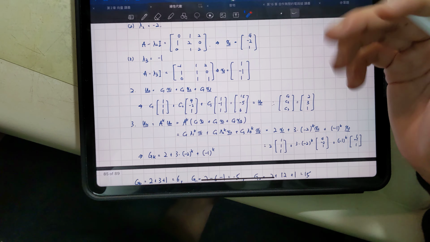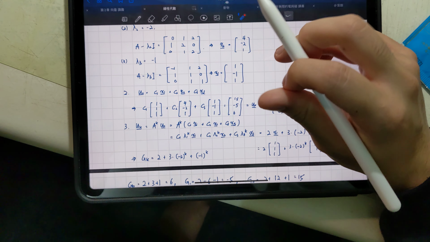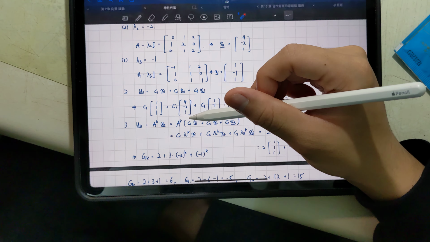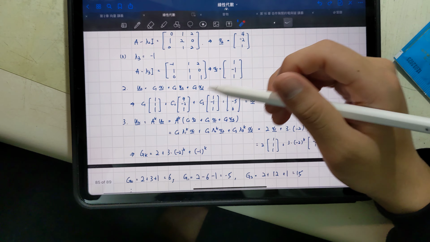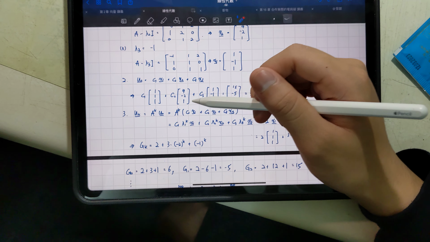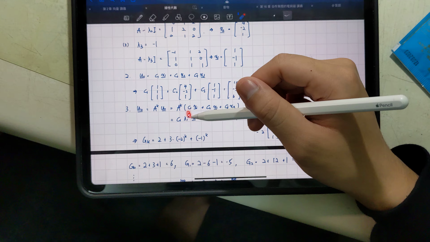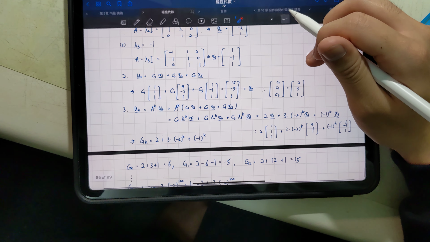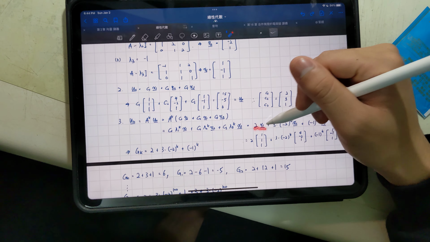The third step is to apply A to the k power times u0, and u0 is equal to c1 x1 plus c2 x2 plus c3 x3. We move A^k into this part. So A^k times x1 is lambda 1 to the k power times x1 times c1, and the rest of the terms are like this. Lambda 1 to the k power of x1 is actually 2 times x1.